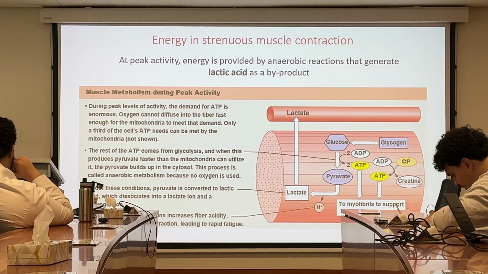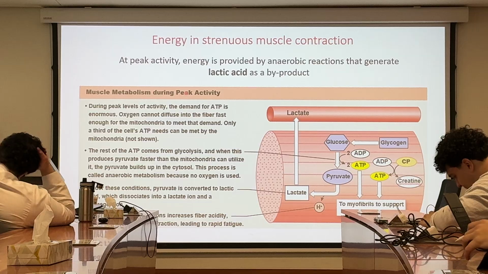So only 1/3 of the ATP's need will be met through the mitochondria, but it's not shown here as a mitochondria like it was shown in the previous slide. So this is peak activity. Now you know, even though we all don't go to the gym, you don't go to the gym and start off immediately on peak activity.